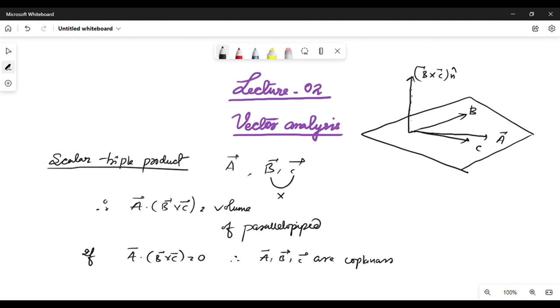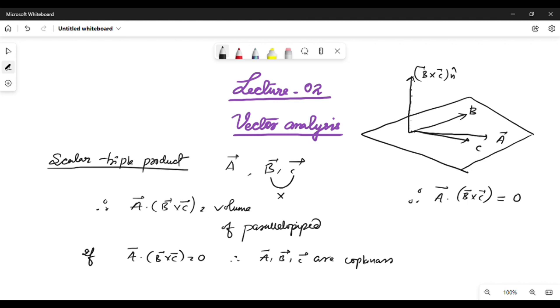Then if A dot B cross C is 0, that means they are coplanar. Therefore if A dot B cross C is equal to 0, that means they are coplanar. Let me see whether they are 0 or not. So this is how we can justify whether a vector is coplanar or not. So if it is 0, then it is coplanar.